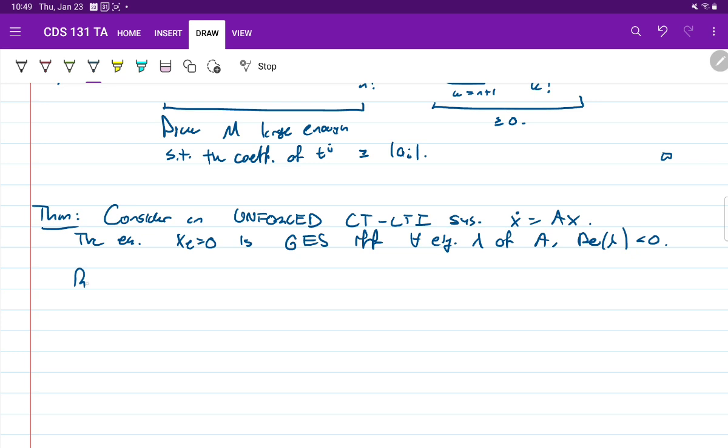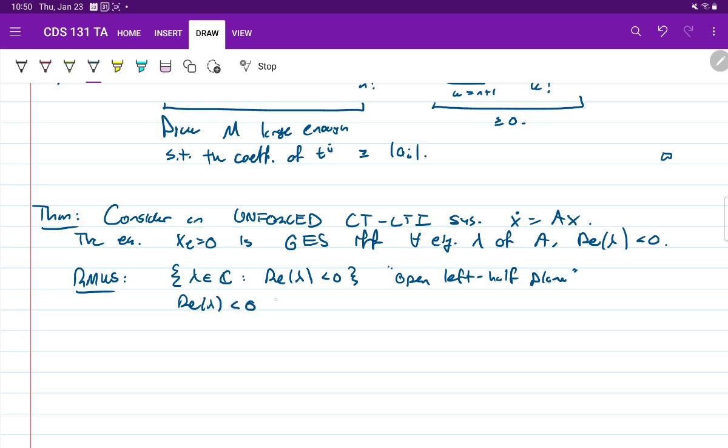Okay. So I just want to make a couple quick remarks. The set of all constants lambda in C such that the real part of lambda is less than 0 is called the open left half plane of the complex numbers. So this condition is equivalently stated: all of the eigenvalues need to belong to the open left half plane. And this condition that the real part of lambda is less than 0 for all eigenvalues of A is also said as A is Hurwitz. A Hurwitz matrix is one that satisfies this eigenvalue condition.